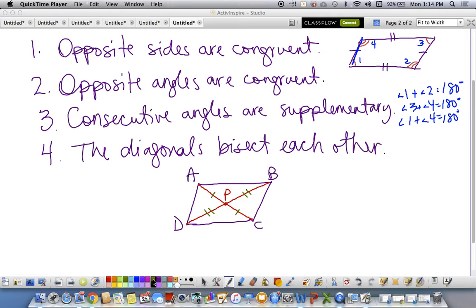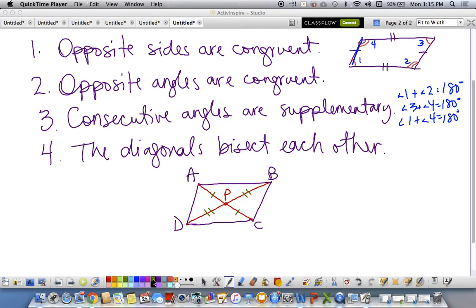If you have some shape and you're saying, oh, but these diagonals bisect each other, then guess what? You automatically know it's a parallelogram. Eventually we're going to talk about proving quadrilaterals are parallelograms, and we'll come back to these four things. If the opposite sides are congruent, it has to be a parallelogram. If opposite angles are congruent, then it'll be a parallelogram. We'll have the converse of all of these.